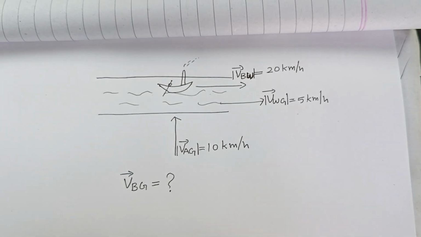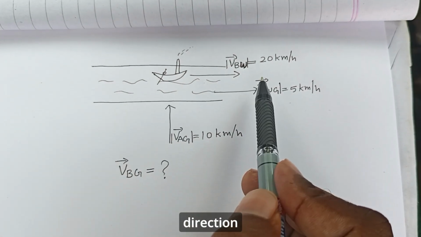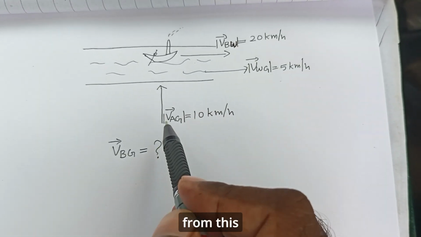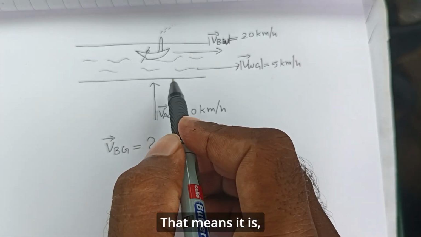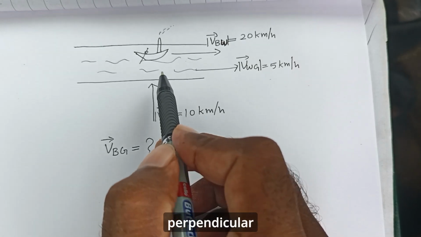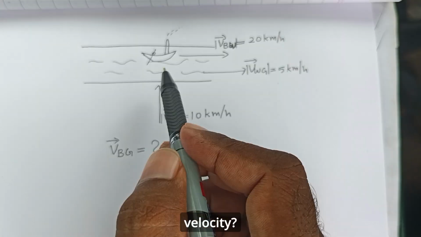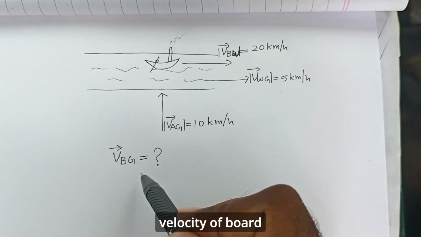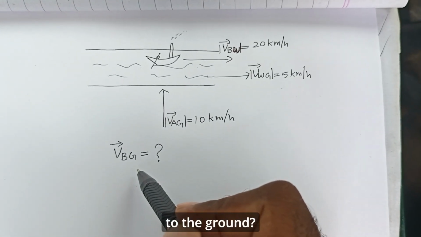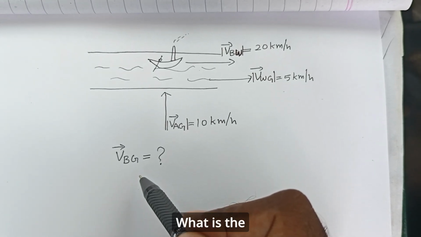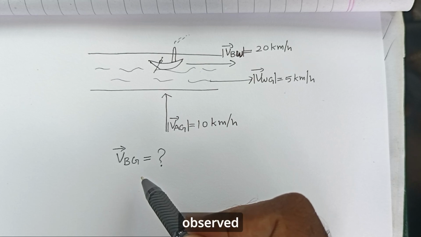Here we have a question. The boat is moving in this direction, and the flow of water is also in this direction, and air is blowing from this direction. That means air is blowing from a direction perpendicular to the direction of the water. Okay, so what is the velocity of the boat with respect to the ground? That is, the velocity which we can observe from the ground.